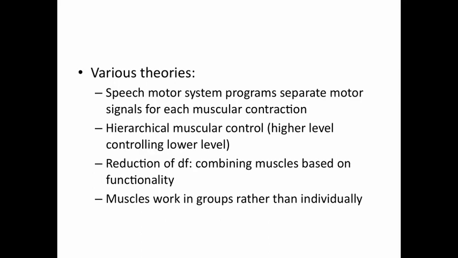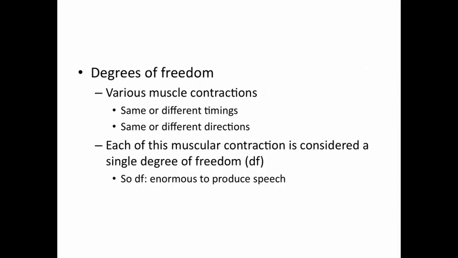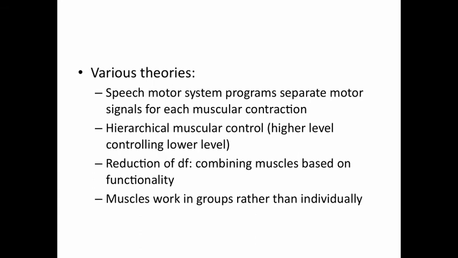The theories that talk about the degrees of freedom, I apologize. One is that the speech motor system programs separate motor signals for each muscular contraction, which means from the brain, you're getting different motor signals for each muscular contraction. So imagine how many motor programs need to be there in your brain to provide a separate motor signal for each muscular contraction. Another theory is the hierarchical muscular control, meaning higher level controlling the lower level. A hierarchy saying, okay, the fine muscle groups will do more while the gross muscle groups will do less, things like that.